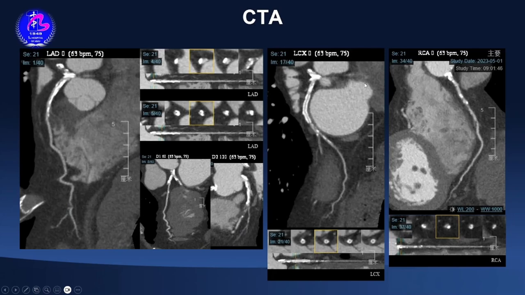And then we performed a CTA on the patient, and the results showed that there was a serious stenosis with severe calcification in the left main to the proximal LAD and a diffuse stenosis within the lipid calcified plaque in the proximal to middle segment of RCA. The stent in RCX had a good expansion. Next.